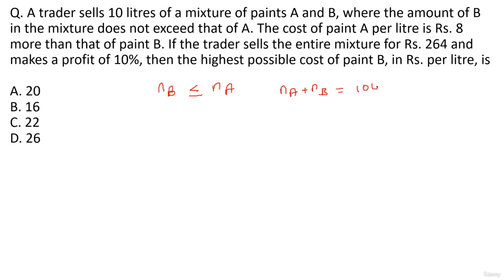The cost of paint A per liter is rupees 8 more than that of paint B. If the trader sells the entire mixture for rupees 264 and makes a profit of 10%, then the highest possible cost of paint B.